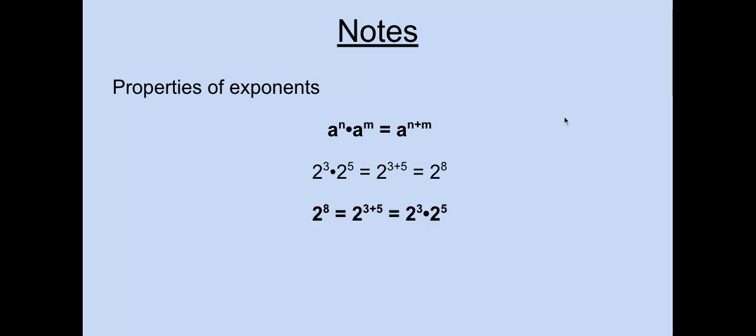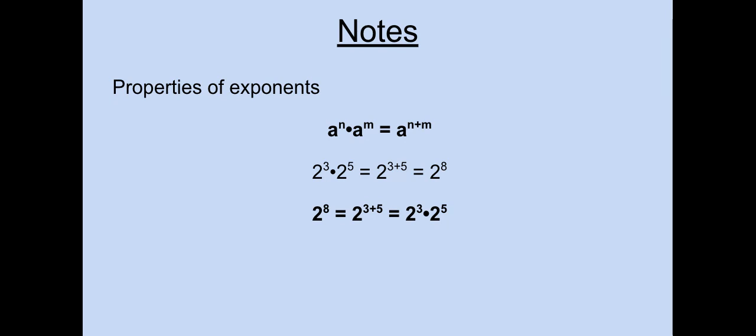So we're going to do 2 to the eighth, figure out that is 2 to the 3 plus 5, and then figure out that that had to have come from multiplying like bases. All right, so we're doing this just in the reverse order. Okay, and that's going to be very important to evaluating these imaginary numbers.